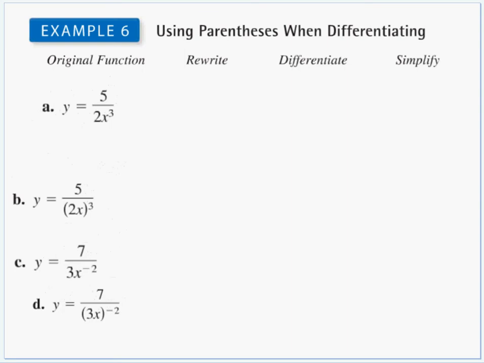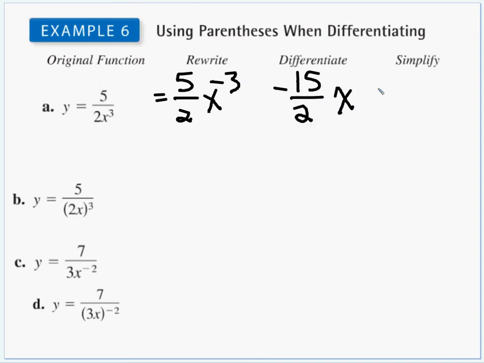The first one's not bad. In the rewrite column, we could just rewrite that as 5 halves x to the negative 3. Bring that denominator x cubed up. Now we're going to derive it. Multiply the exponent by the fraction that's there. Negative 3 times 5 halves is negative 15 halves. We'll have our base x, but it goes down one level to the negative 4th power. Now to simplify and make it pretty again, we're going to have our negative 15 halves, but x to the negative 4 will jump down in the denominator with the 2, where it will be x to the positive 4.